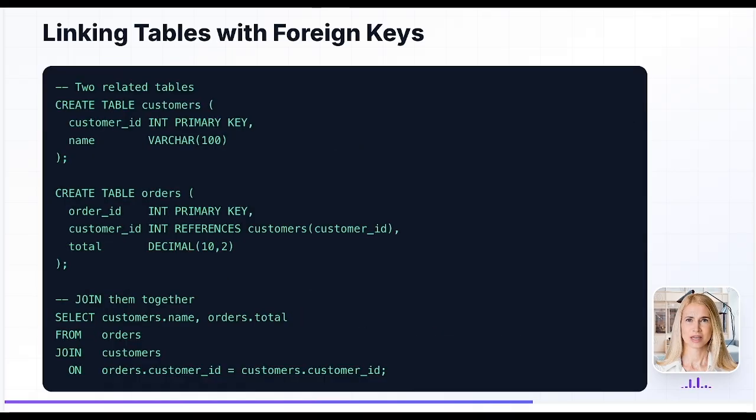A foreign key in the orders table points back to the customers table, creating a real relationship between the two. When we use a join, SQL follows that link to stitch matching rows together into one result set. This is the core mechanic behind almost every multi-table query you will ever write.